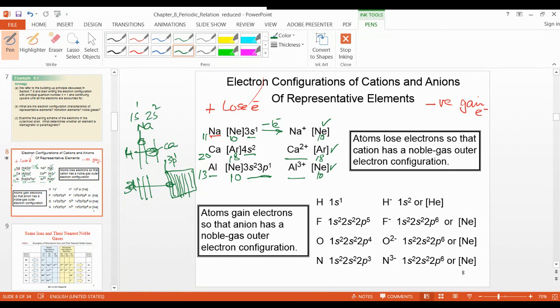So atoms lose electrons so that the cation has a noble gas outer electronic configuration. So these are the noble gas configurations. As I told you, all metals and non-metals want to get the noble gas configuration after releasing electrons or after gaining electrons. All have neon configuration, because noble gas configurations are the stable configurations.